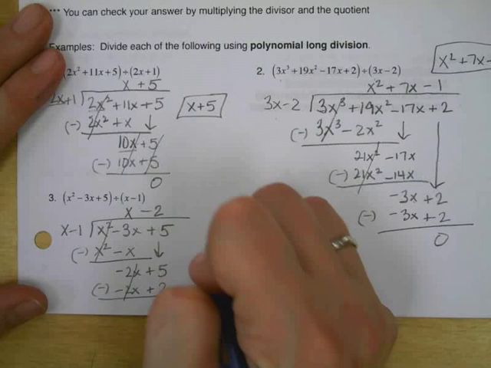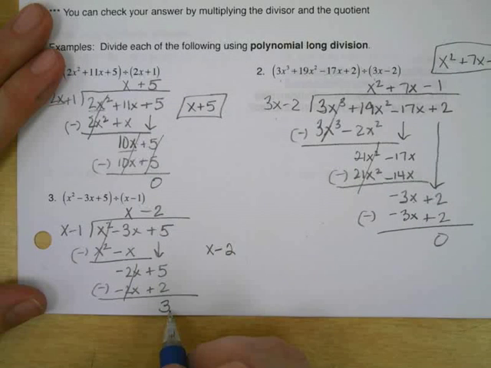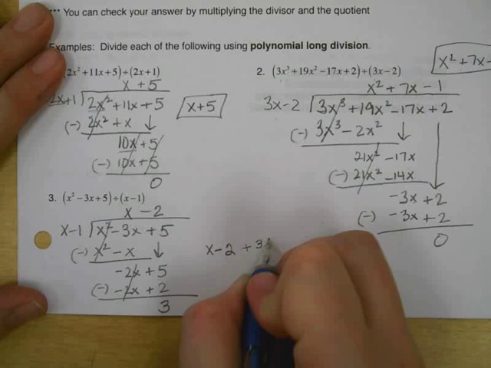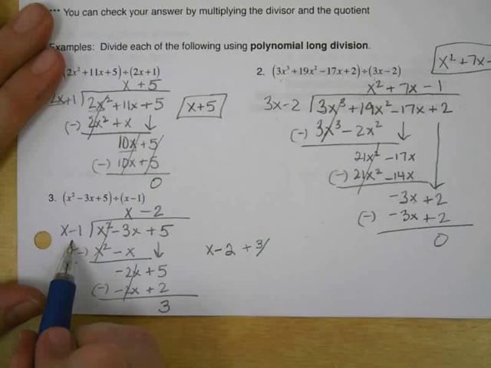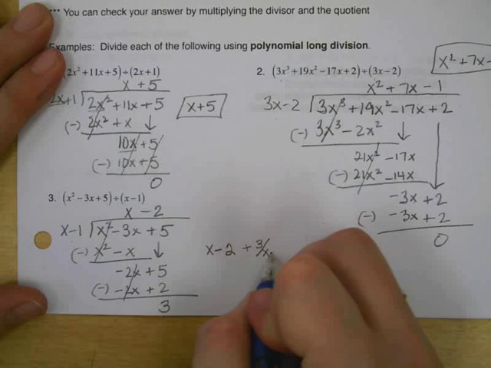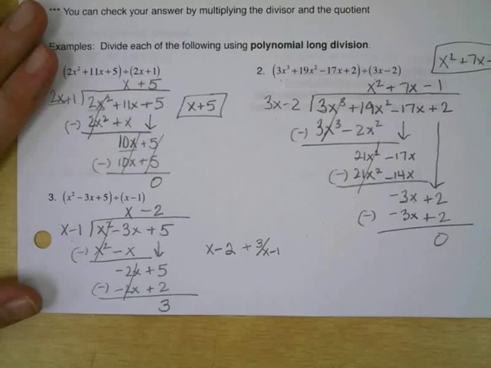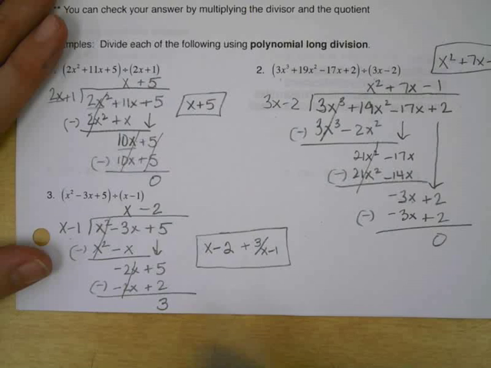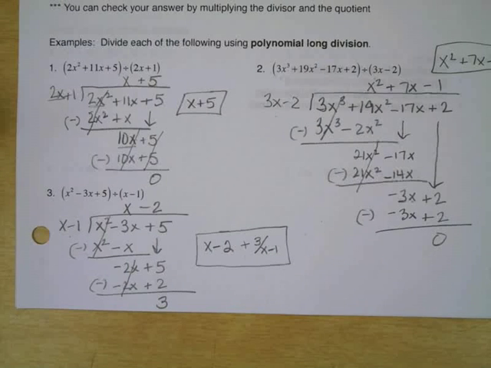So my answer is going to include the whole part, which is the x minus 2. And since the remainder is positive, I'm going to say plus 3. And it's always a fraction of the divisor. So 3 over x minus 1, because that was a piece of that. Okay, so that becomes my answer. If your remainder was negative, then you would have minus, like 3 over whatever the divisor is, which is x minus 1 in this case. Okay, so long division.